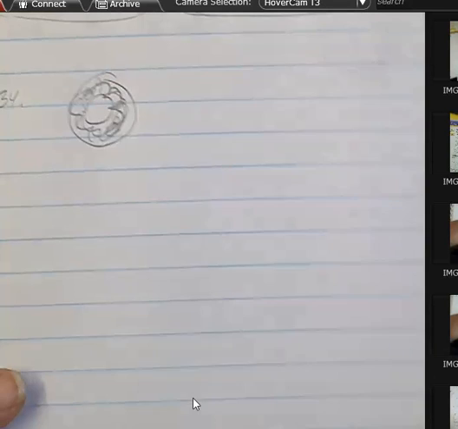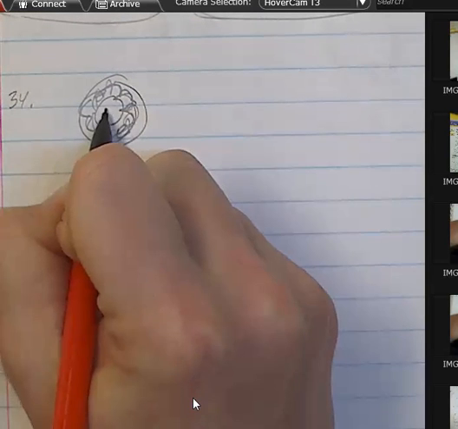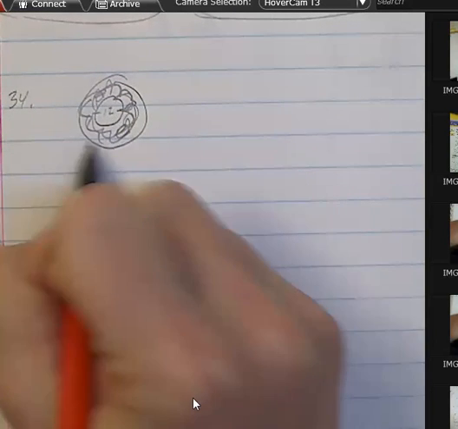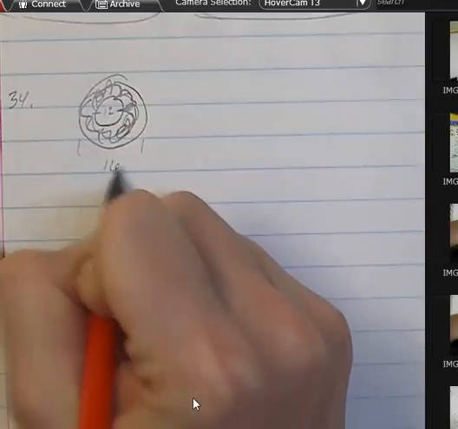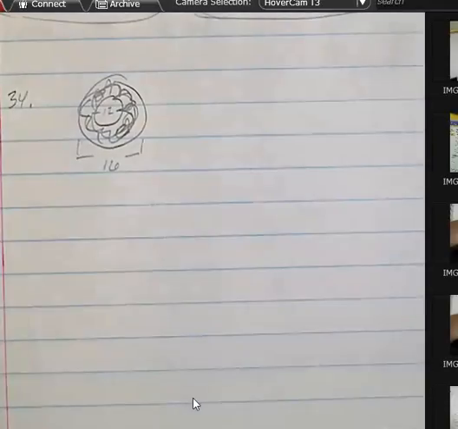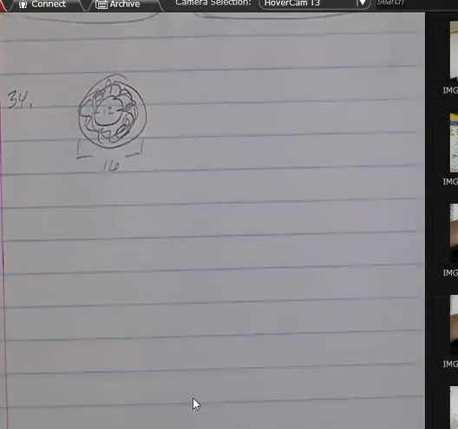We want just this shaded region. We're finding the area. Inside here they said is 12 and outside here is 16. I see a big circle and a little circle. Can you find the area of a big circle? Can you find the area of a little circle?